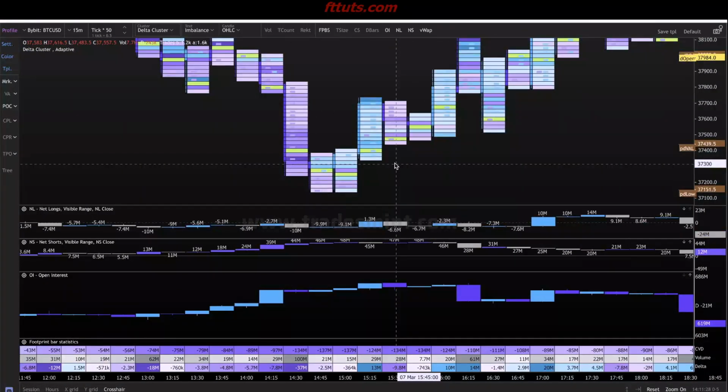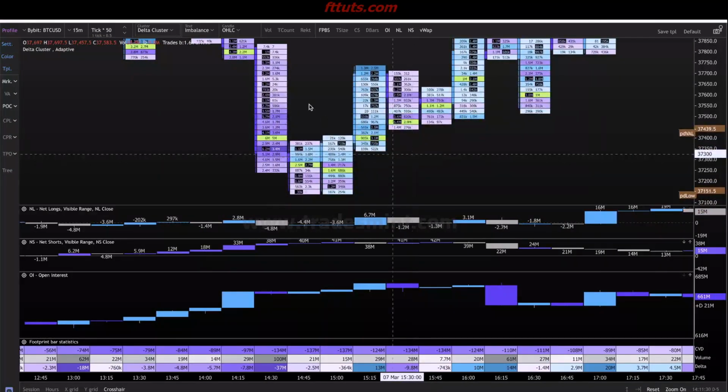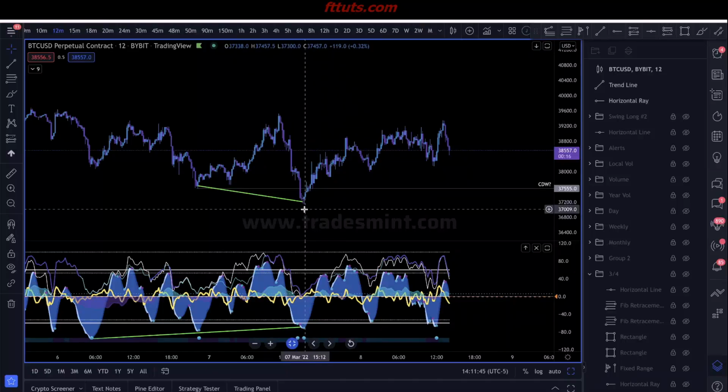Now, we have to remember something, that the order flow is only going to show us market orders. It's not going to show us any limit orders. And so when we see bullish divergences forming on Market Cipher B, we have to be aware of something called absorption. And we're going to get more into this in CVD.